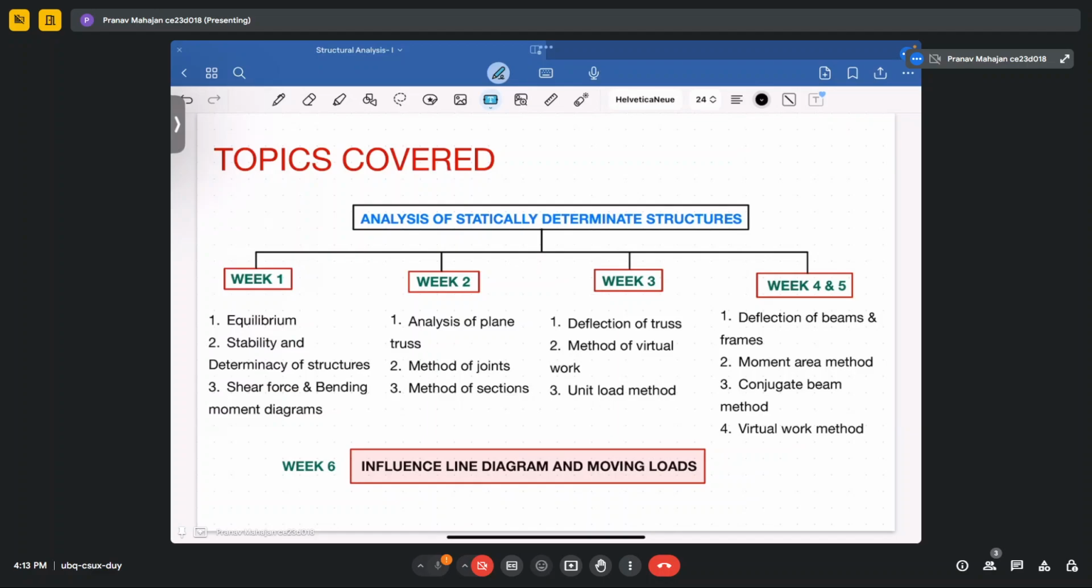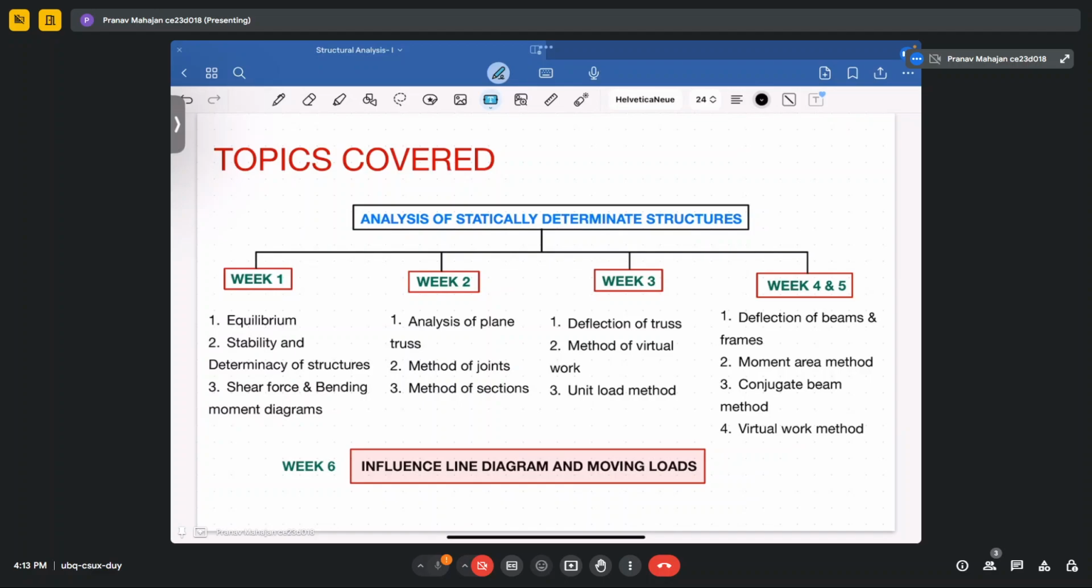In week 2, we moved to the analysis of plane or space trusses. For the planar truss, we consider the truss members to be two-force members in which compression and tension forces act, and there is no bending moment along the length of the member. To analyze and determine the forces in the members, we utilized two methods: one is the method of joints and the other is the method of sections.